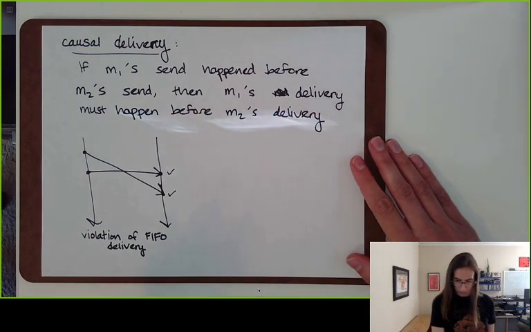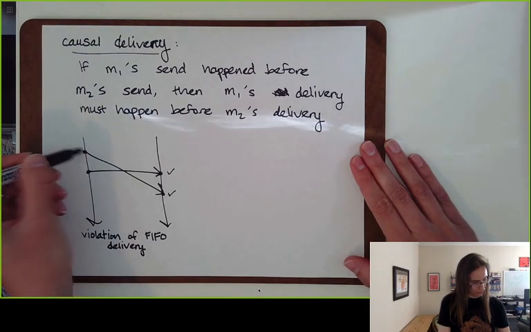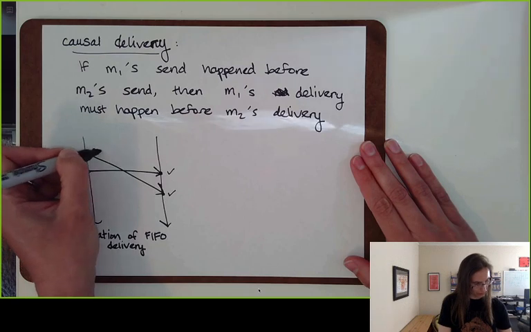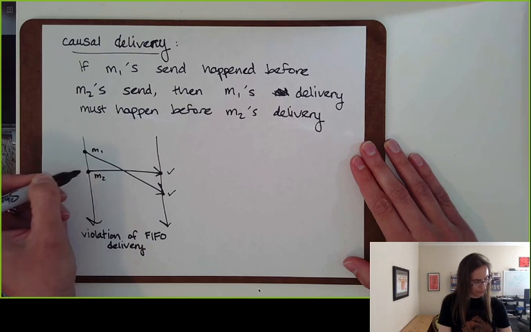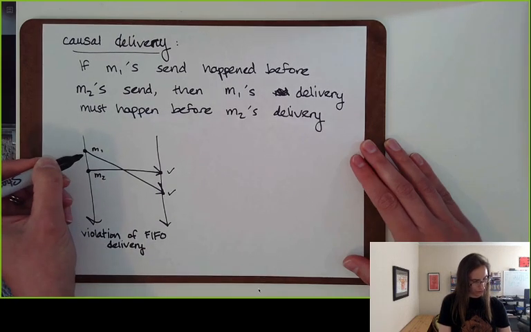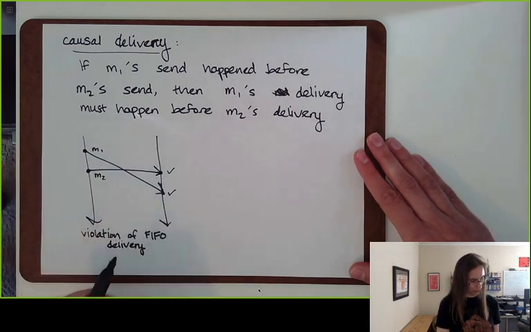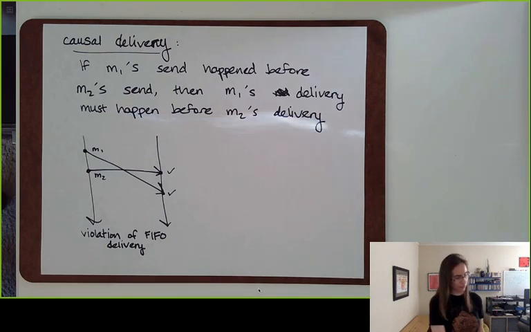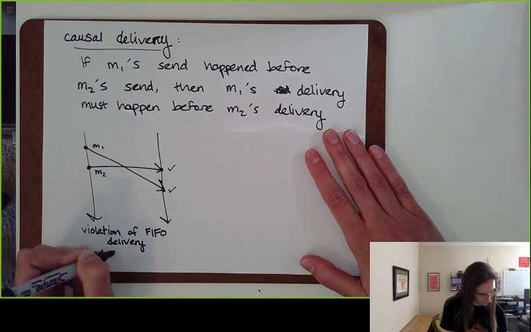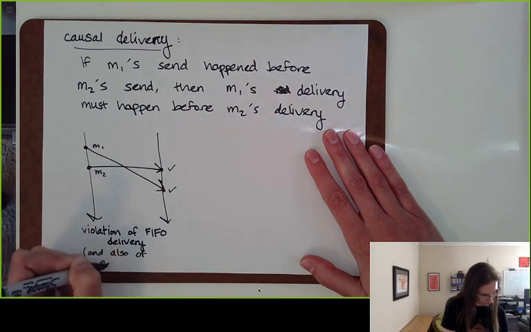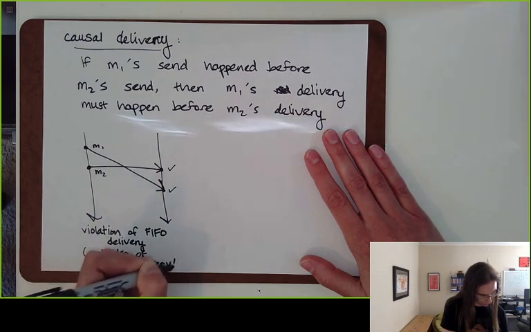Well, if we look back here, the send of this message happened before the send of this other one, right? So this is M1 in this case, and this is M2. We can tell that this message send happened before this one because they're on the same process line with this event first. So that means that the delivery of M1 ought to happen first, according to causal delivery. So it turns out that this violation of Fifo delivery is also a violation of causal delivery.